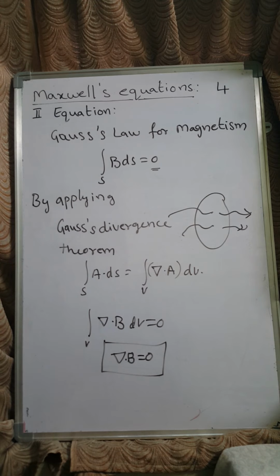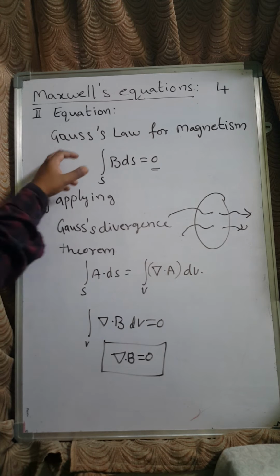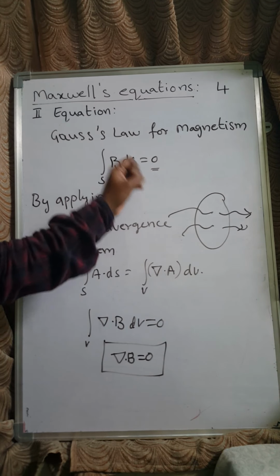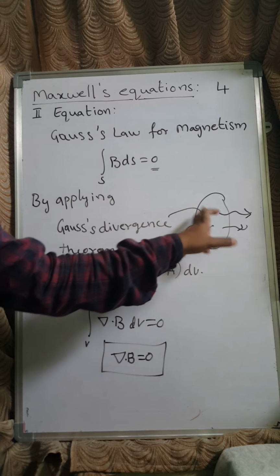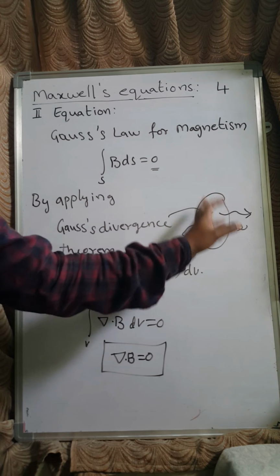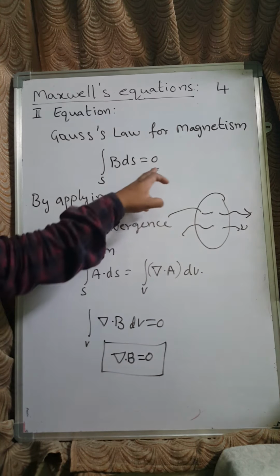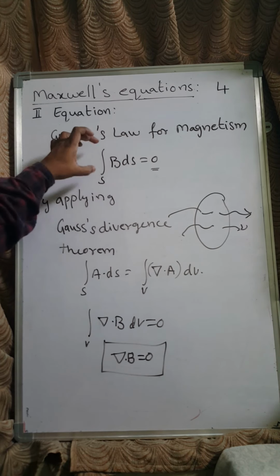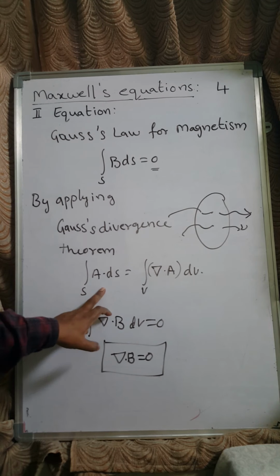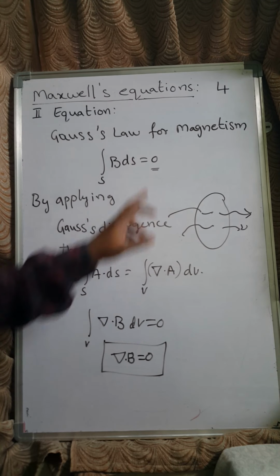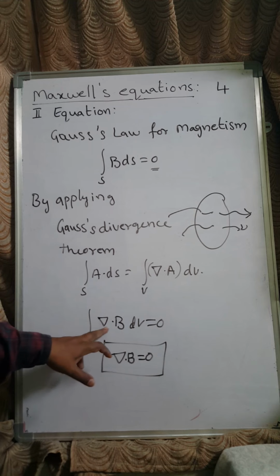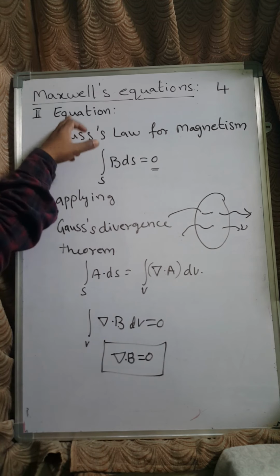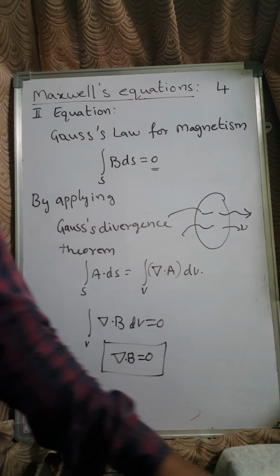Maxwell's second equation is derived from the Gauss law for magnetism, which is surface integral of B dot ds equals 0. Here the total flux entering is equal to the total flux leaving the region, so the total net flux becomes 0. By applying the Gauss divergence theorem on the LHS, I get del dot B into dV equals 0. From this I have del dot B equals 0, which is Maxwell's second equation in differential form.